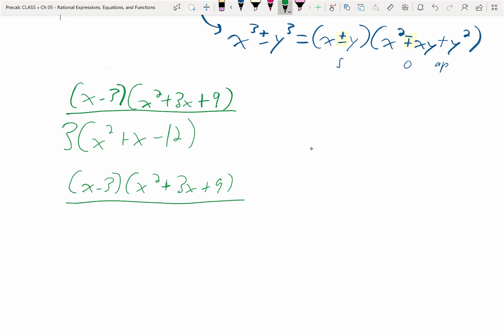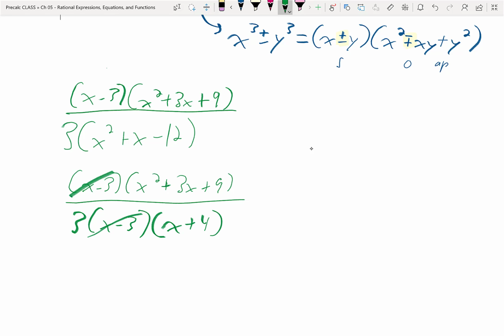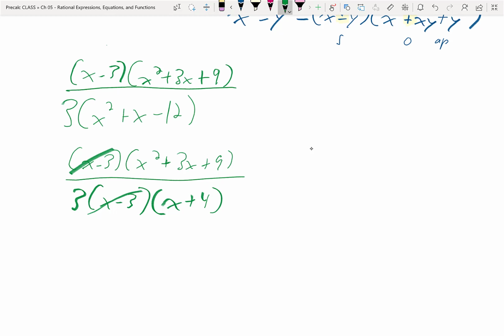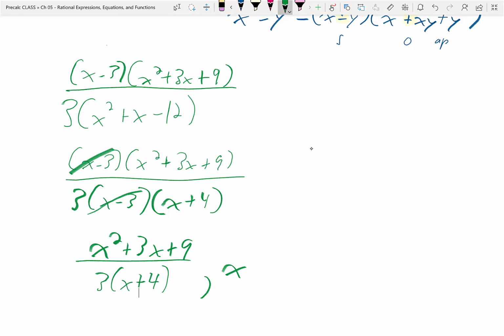Logically, you're going to know that an x minus 3 is probably going to be one of the factors. If it wasn't, you really wouldn't get anything canceling. What's the other factor? The x minus 3's go, and you get x squared plus 3x plus 9 over 3 times x plus 4. What did I cancel? From what I canceled, what could x not be? 3.